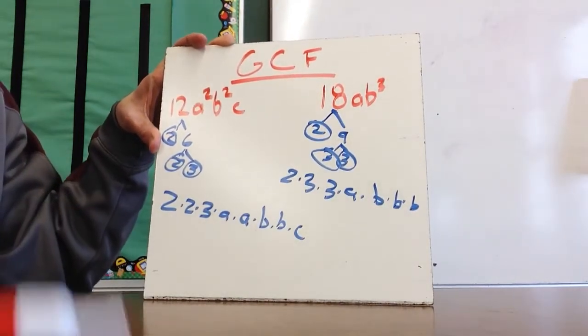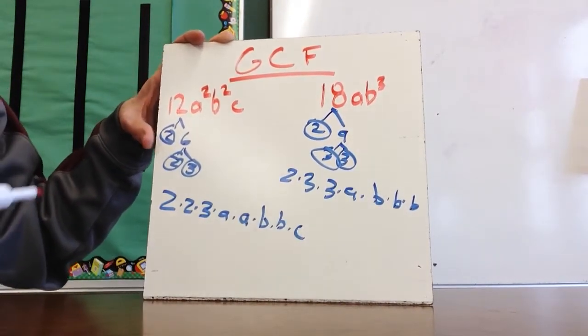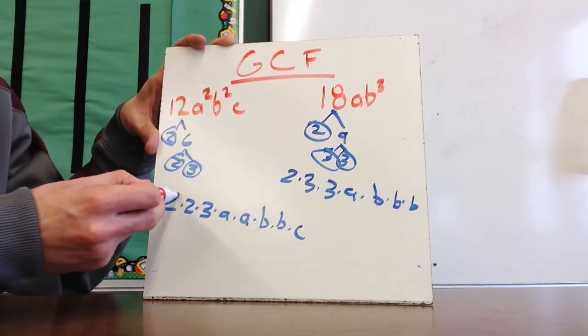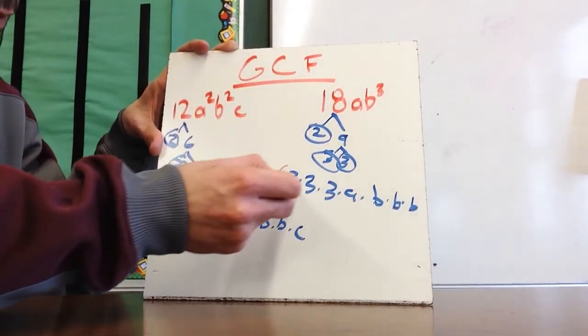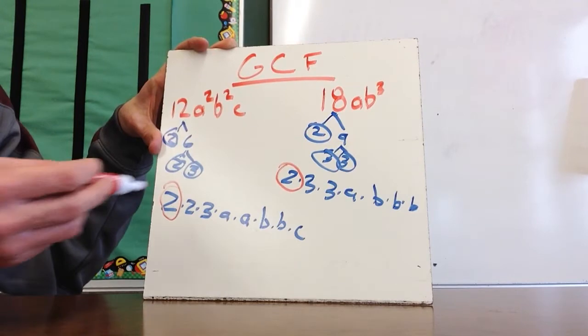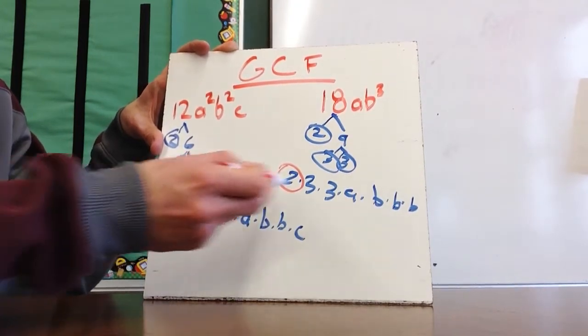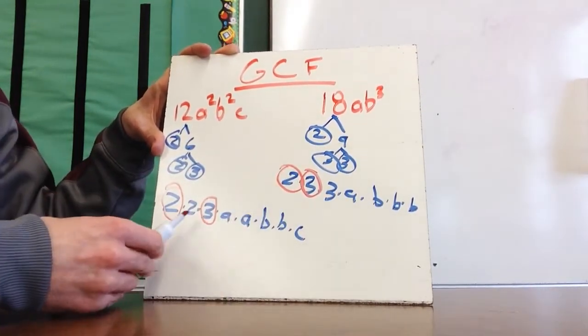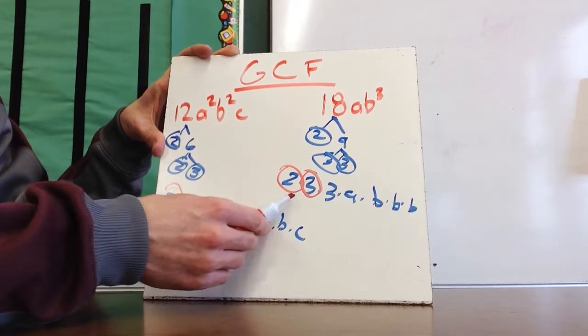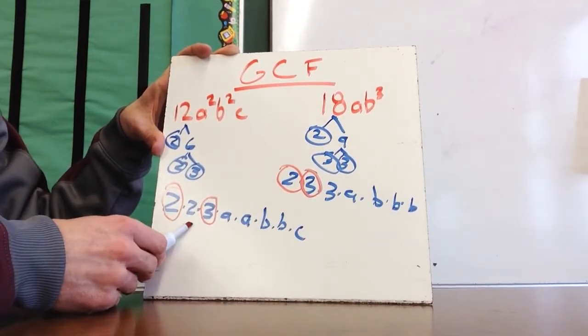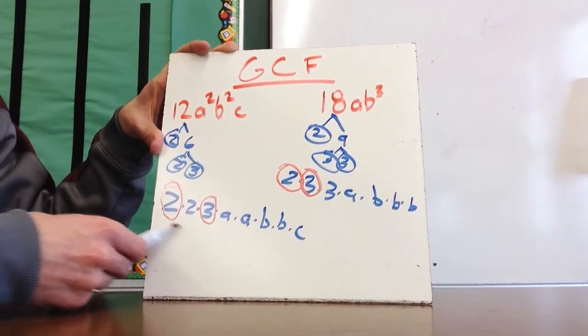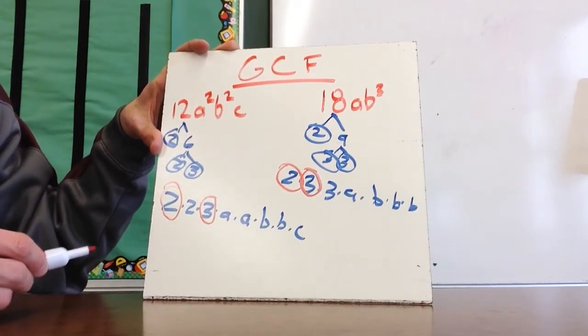Now this is where sometimes people get confused, but what I'm looking for is what they have in common. So for example, they each have a 2. So I'm going to circle the 2 because they have that in common. They each have a 3. But you'll notice that this one has an extra 2. There's no more 2's over here. This one has another 3. There are no more 3's over here. So the only numbers that they actually have in common are 2 and 3.